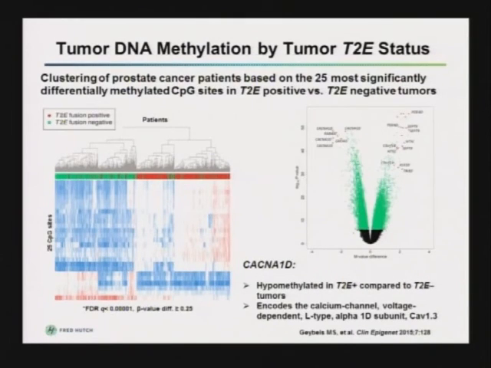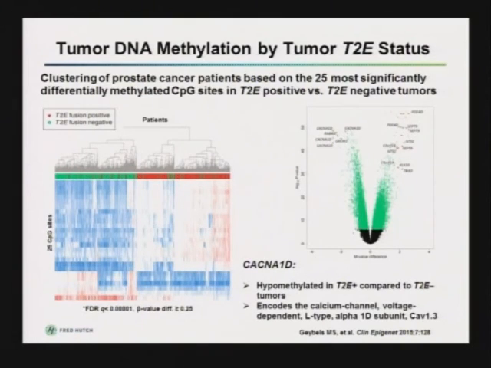Now, the third example I want to share with you came out of some work that we were doing on profiling the same set of prostate cancer tumors genome-wide for changes in DNA methylation in those tumors. And what you can see on the left, under the green bars, each of these vertical lines represents a tumor from a patient that had T2E negative prostate cancer. Under the red bar here, each vertical line represents a patient whose tumor had the T2E fusion.